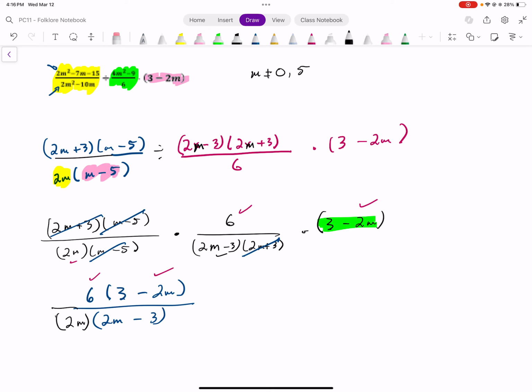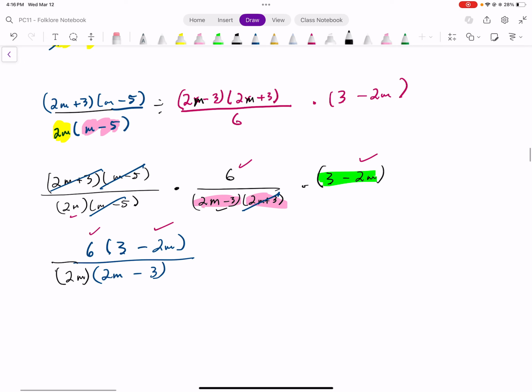So I'm going to revisit this. Do I have all my non-permissible values? Well, in fact, I missed 2 right there. So m cannot be equal to 2 over 3 or negative 2 over 3 as well. You always have to keep in mind, revisit what values of my variable make my denominator 0.